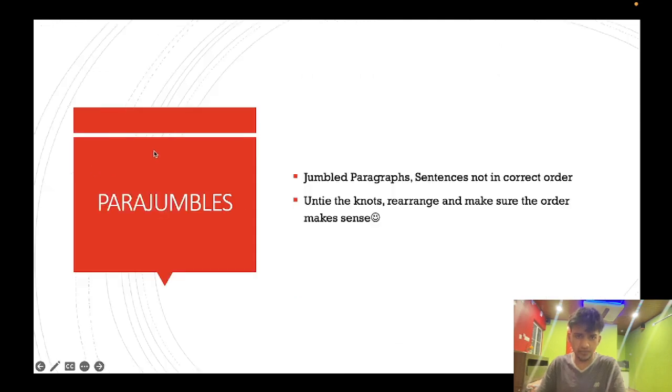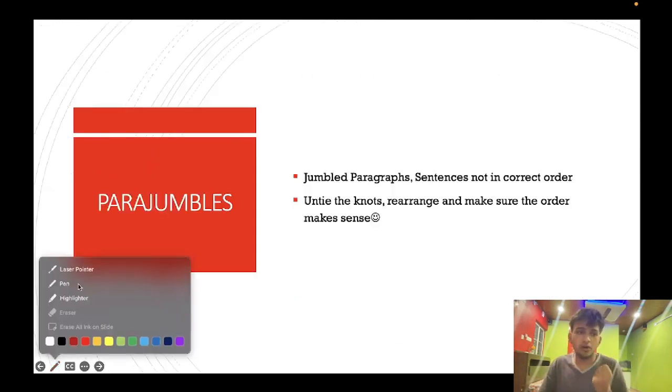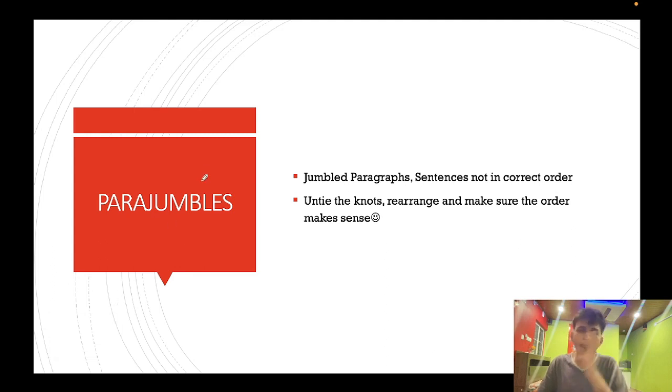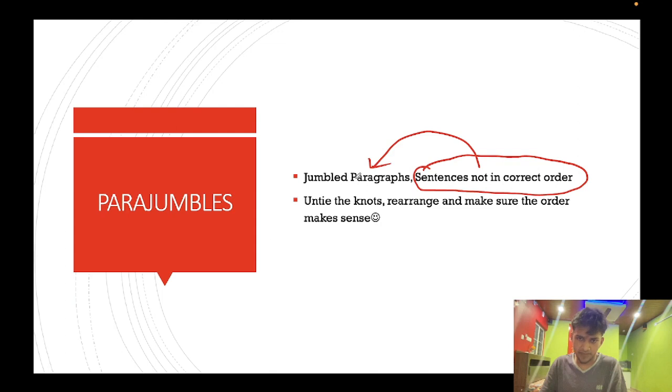So without further ado, what are Parajumbles and why are they so important? Okay? So first of all, for those of you who are not at all exposed to the verbal ability scene, Parajumbles is a type of question where you get jumbled sentences, like sentences which are not in correct order. You need to make a paragraph out of that. I'm pretty sorry, I think I wrote jumbled paragraphs, I meant jumbled sentences. Okay?